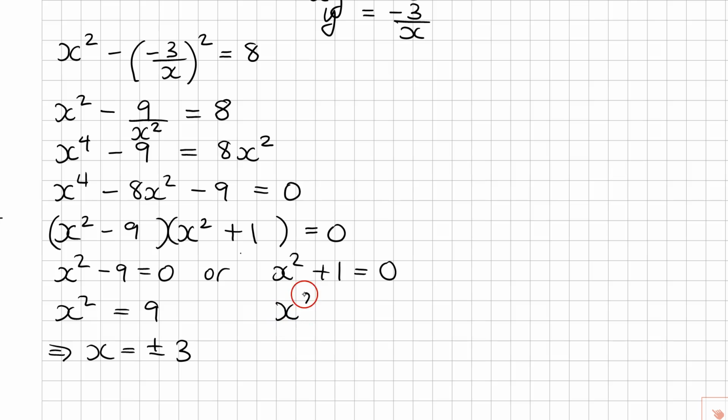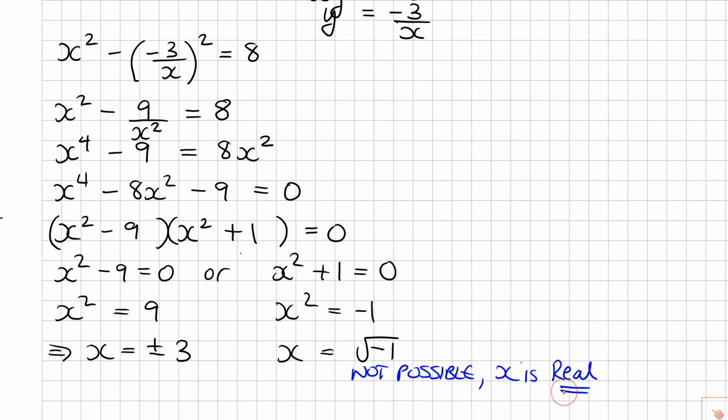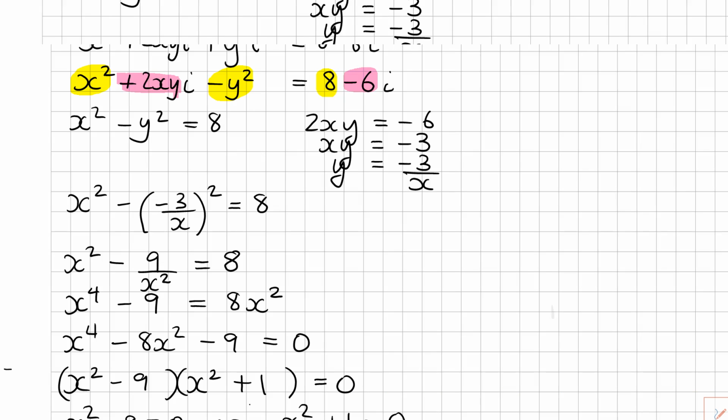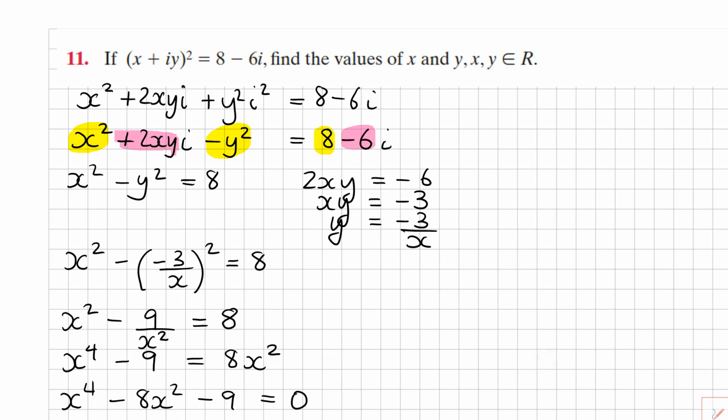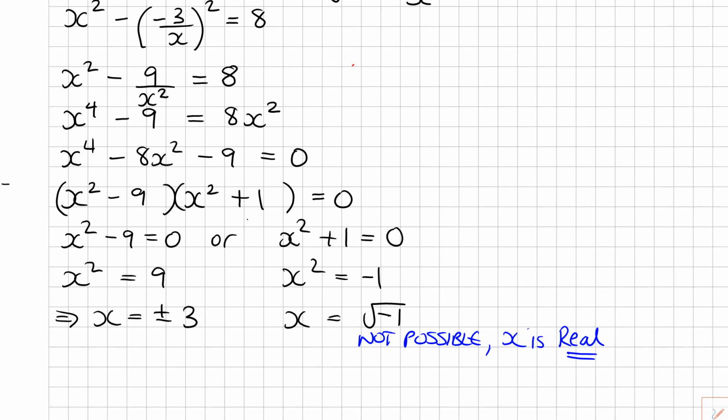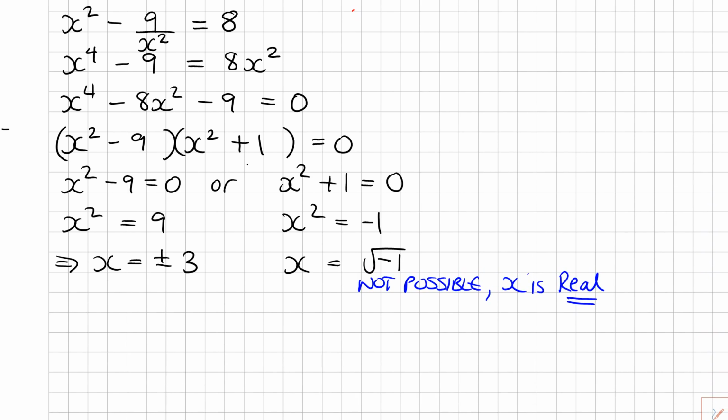Over here we'll get that x squared is equal to minus 1. So obviously x would be equal to the square root of minus 1. Now this is not possible. And the reason for that is because x is real. We were told that at the start of our question. We were told that x is real from the start of our question. It says x and y are an element of the reals.